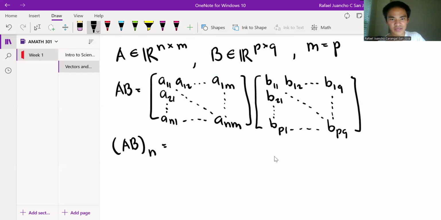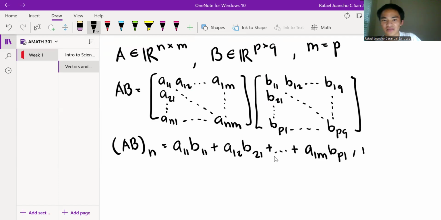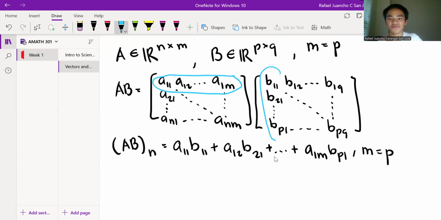So let's do that. We have A11, we're multiplying it to B11. We're gonna add A12, multiplying it to B21, right? And then we're going to continue until we reach A1M, BP1. And what's our condition here? Our condition is that M should be equal to P, right? The number of elements in here should be equal to the number of elements in here.